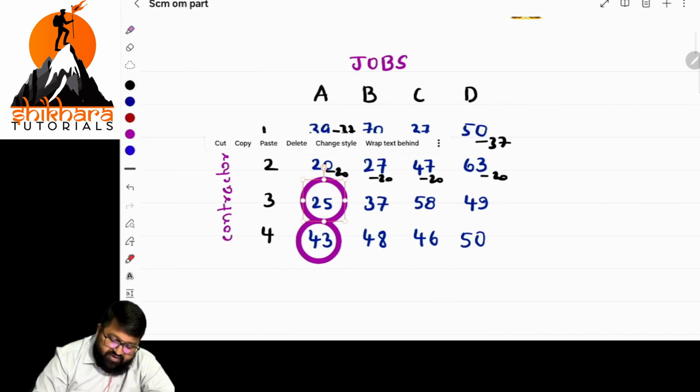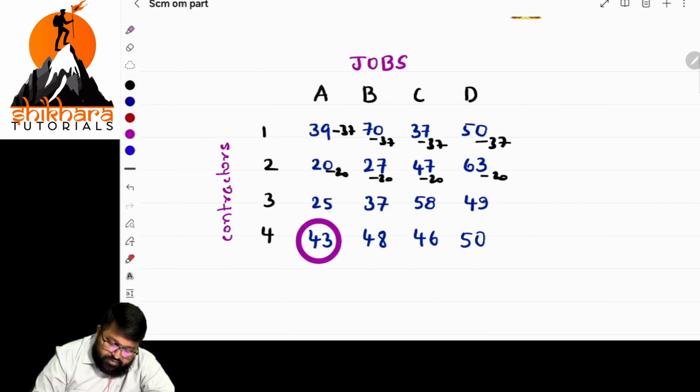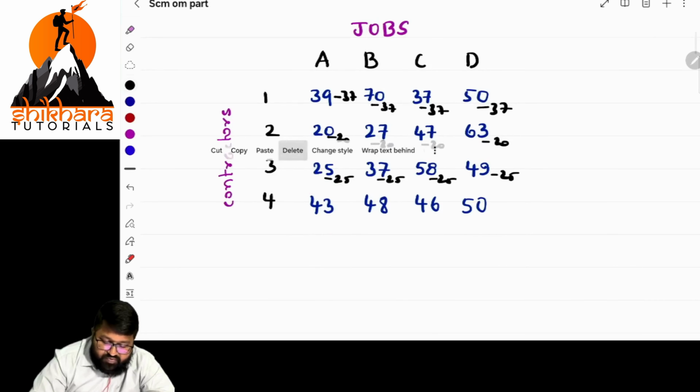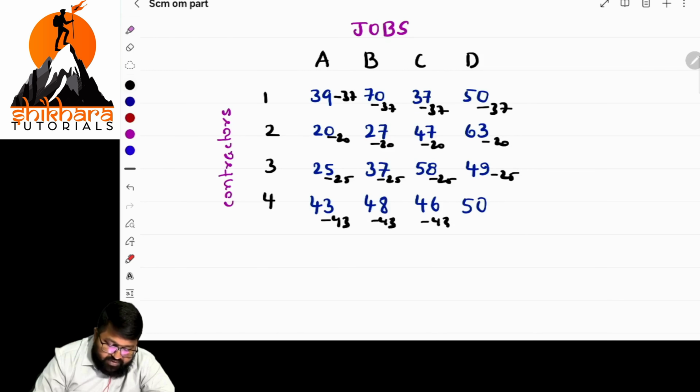And next number identified is 25 now. So 25 minus 25. 37 minus 25. 58 minus 25. And 49 minus 25. What about next scenario, ma? 43. 43 minus 43, 48 minus 43, 46 minus 43, 50 minus 43.